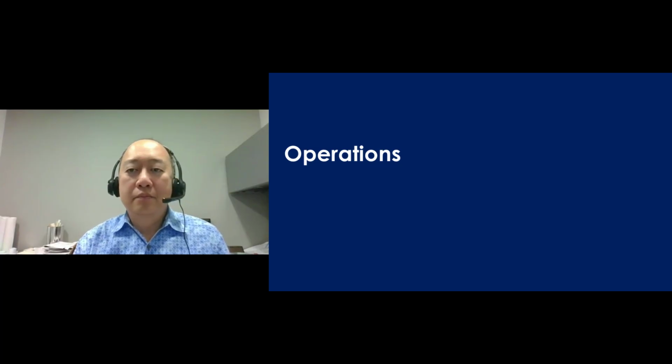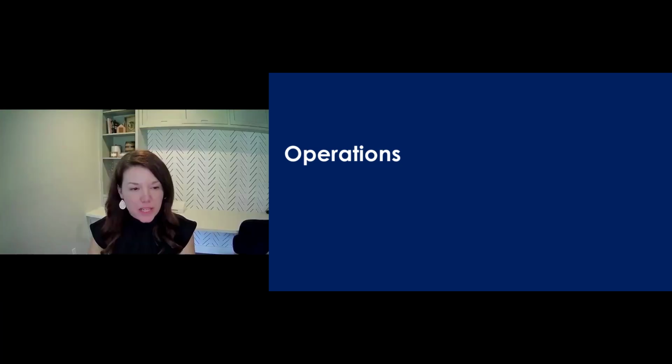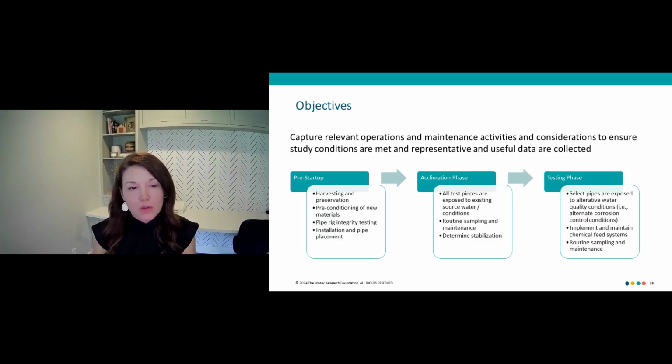Thank you, Pierre. So moving into operations, this is the most resource-intensive phase of the study, both from a human labor as well as a cost perspective, and requires meticulous planning and execution to ensure the study conditions are met and representative, and that useful data are collected to inform the necessary treatment decisions. So operations generally consists of 3 phases.